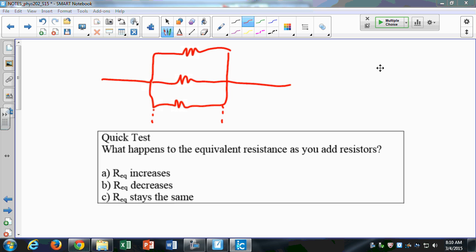But you can also just think about it intuitively: if I add resistors here, I'm increasing the number of paths that the electricity can take, and so that's going to give it an overall less resistance. Because if it has additional paths, no matter what the value of the resistor is that you add, whether it's big or small, it's still going to increase the number of paths. And that causes the equivalent resistance to decrease.